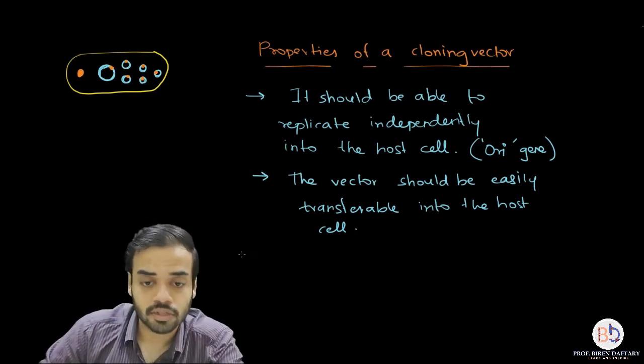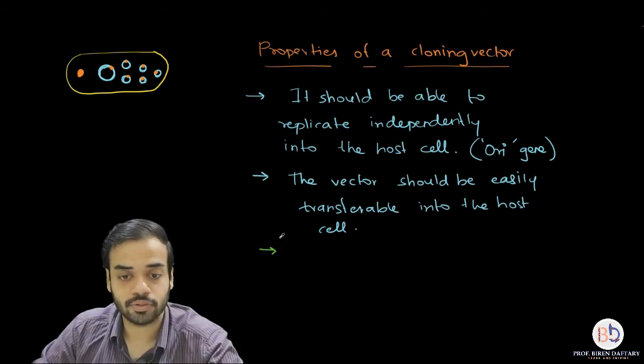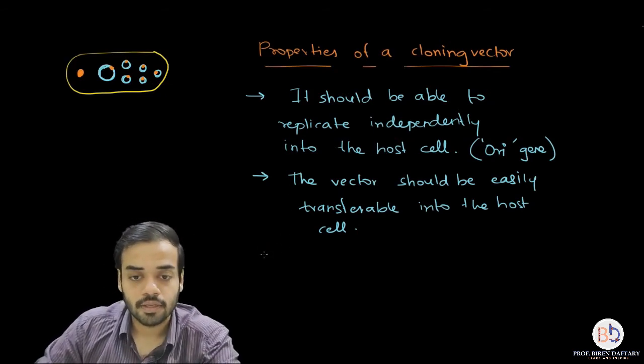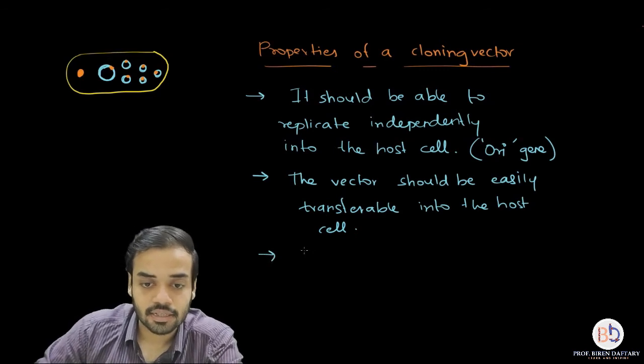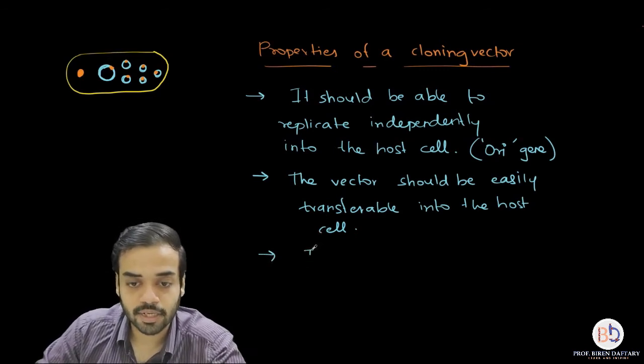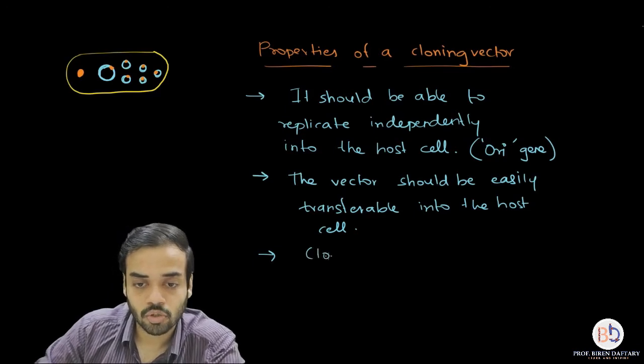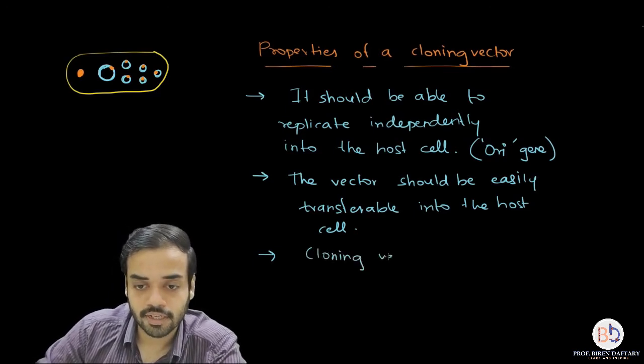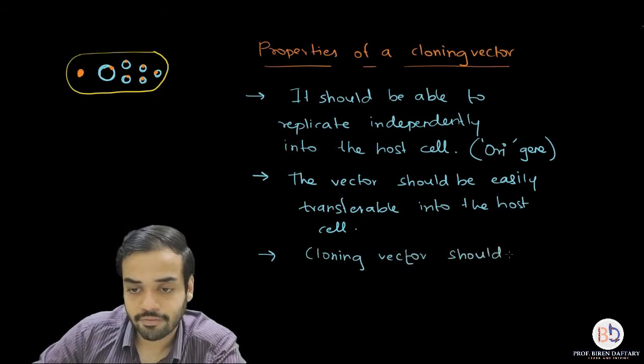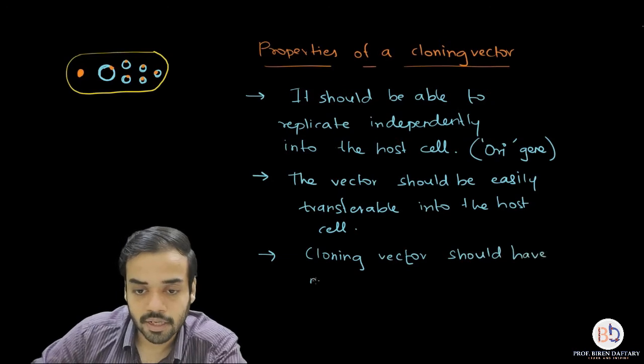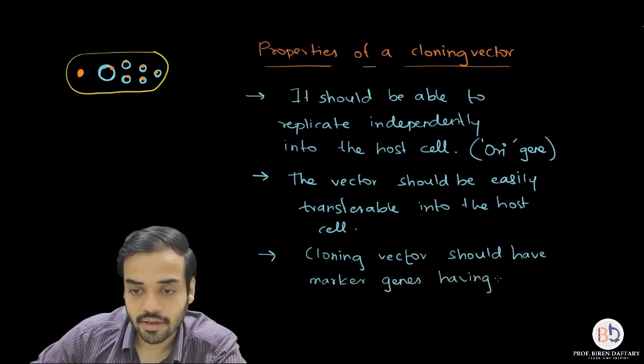Okay. The third property is that the cloning vector should have marker genes having antibiotic resistance.